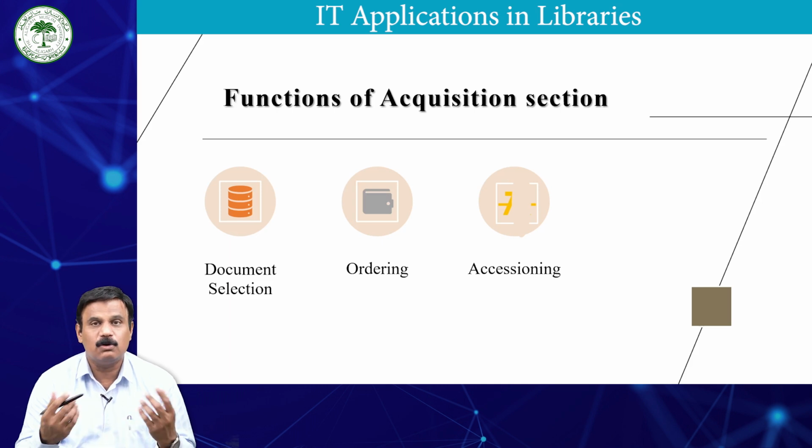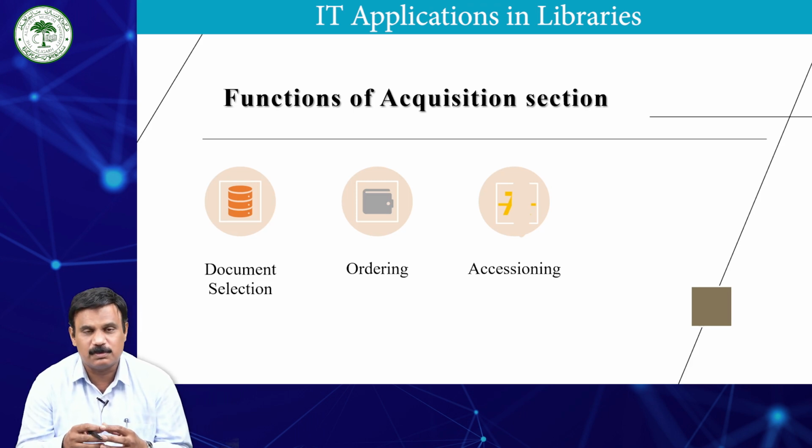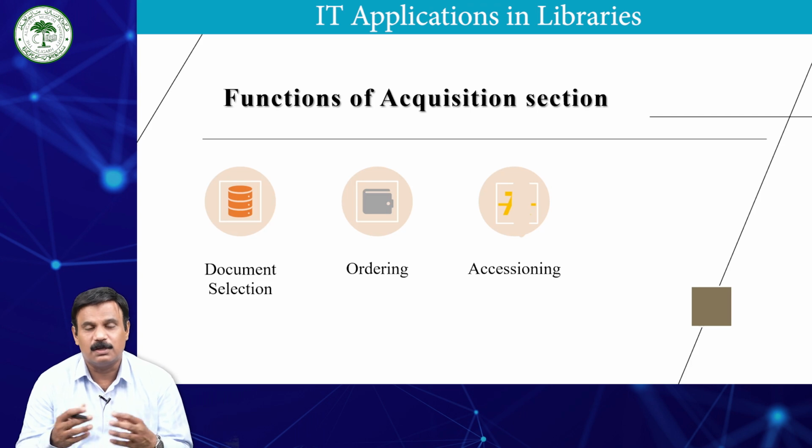So in this document selection, if you use the acquisition module, for sending requests to collect the information or the needs of the users or the faculty members, we can use email. Automatically we can send the email to the faculty members. We can ask for the requirements, and checking the duplication of documents or the availability of the documents can be done. If it is an automated system, it can easily be done by checking the catalog or OPAC.